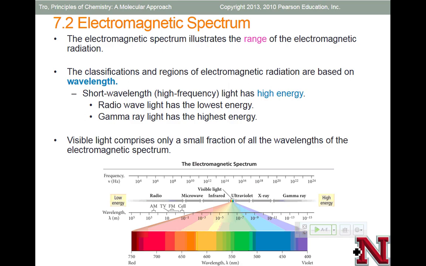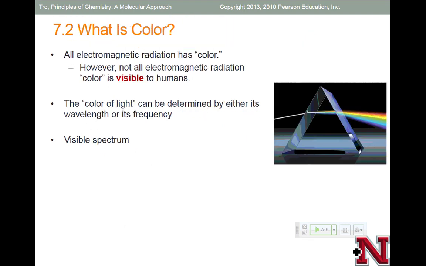What we see, our visible light, is only a small fraction, but we use a lot of this light. UV light is also something that we come across all the time because the sun gives off UV radiation. So we do get UV radiation often. So that's also something that we have to contend with.